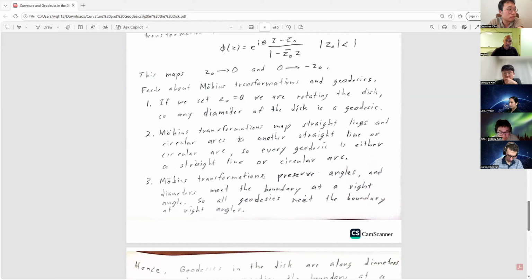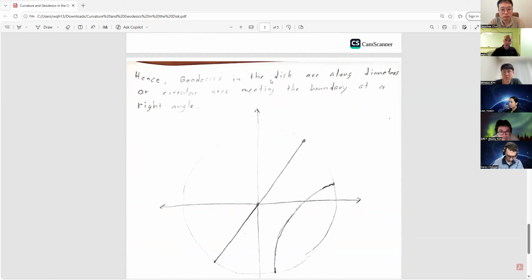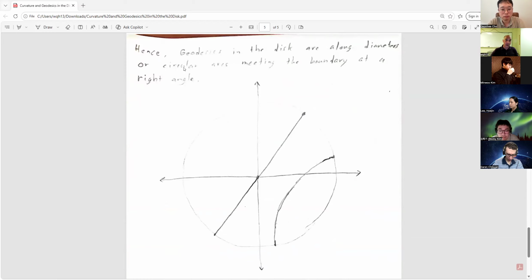The third thing we know is that Mobius transformations preserve angles, and diameters, which we've already proven are geodesics, always meet the boundary at a right angle at both ends. So all of the geodesics have to meet the boundary at right angles. So we can conclude that geodesics in the disk are along diameters or circular arcs meeting the boundary at a right angle. This is what they look like. Any questions about that?